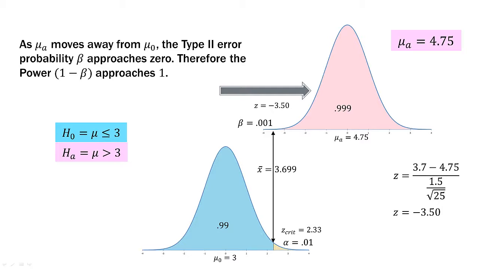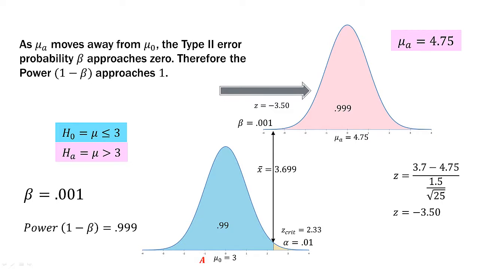So you can see what happened when that alternative population mean moved way above the hypothesized population mean, which in this case was 3, versus the alternative of 4.75. Our beta is approaching 0, it will never reach 0, but it approaches 0, and our power approaches 1, even though it can never reach exactly 1. So beta 0.001, power 1 minus beta, so in this case 0.999.